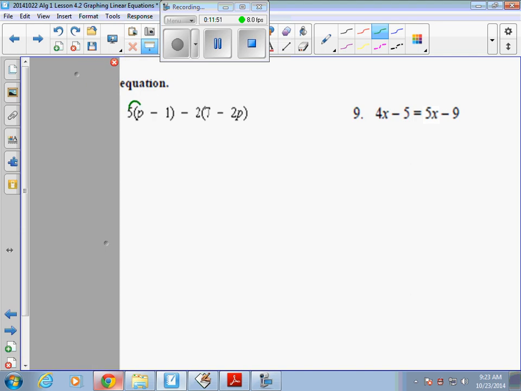So you have to distribute 5p to both of these. That gives you 5p minus 5. You have to distribute -2 to both of these. That gives you -14. Negative times a negative is going to be a positive 4p. Then you can combine 5p and 4p to get 9p. You can also combine -5 and -14 to get -19. Now you can't put those two together because they're not like terms.